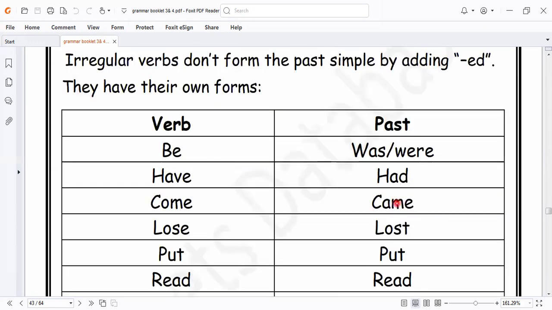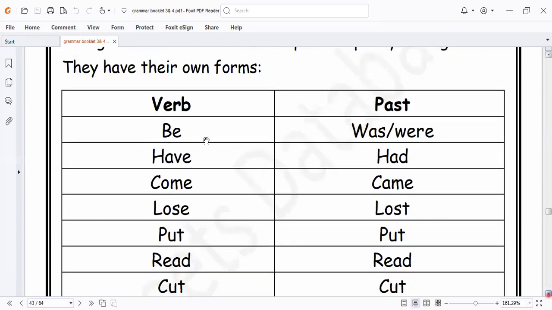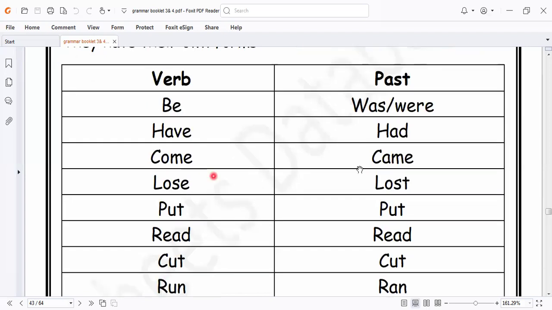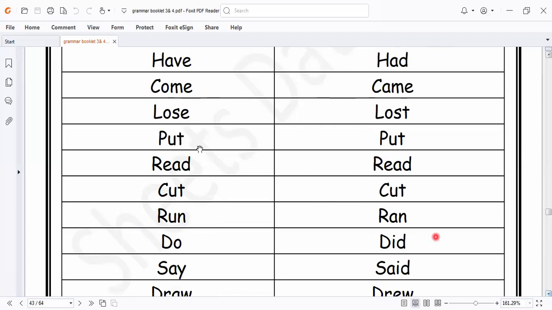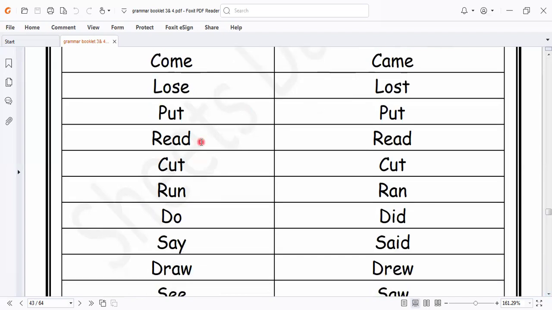I will read it to you. Here we have be: was and were in the past. Have, had. Come, came. Lose, lost. Put. We have some verbs that are the same in the past as in the present. You can say read and read. Read in the past is pronounced differently but written the same, like this.